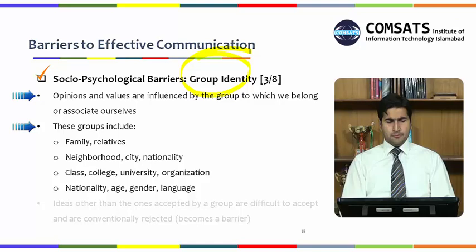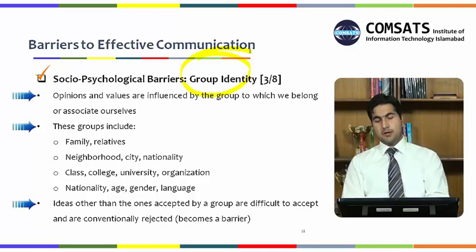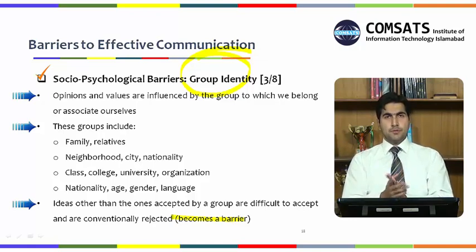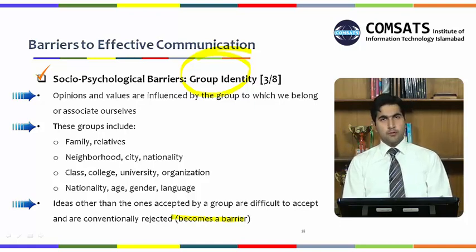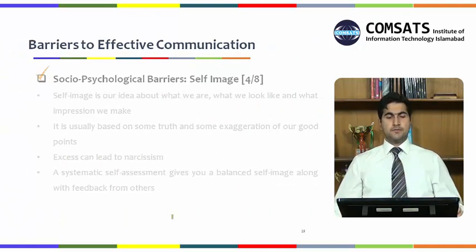So there are different ways and ideas other than the ones accepted by a single group based on their point of unity, which are difficult to accept and are conventionally rejected, which becomes a barrier. So this awareness should be there within your mind as well, that this association leads to another problem, that whatsoever comes from other than that group is rejected, ignored, or overlooked, and this behavior also becomes a barrier. So this recognition or acknowledgement should be there.